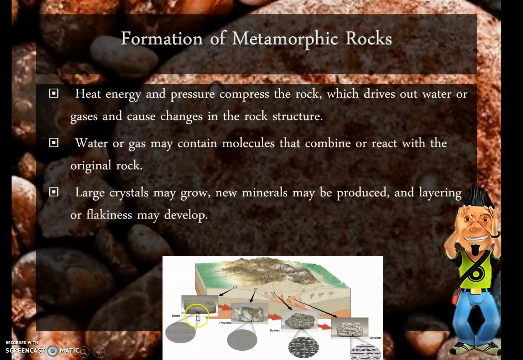This is a little small, but you can see slate is here. As it undergoes more heat and pressure, it becomes a different rock, then it becomes schist, and then it becomes gneiss as this same rock undergoes more heat and pressure.